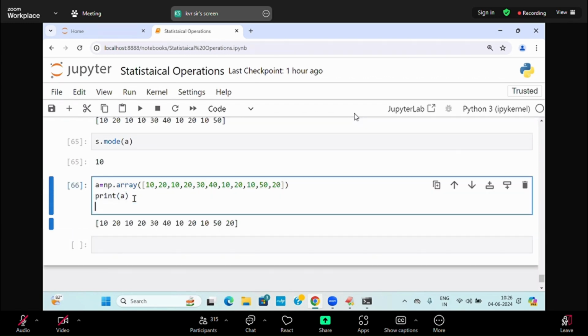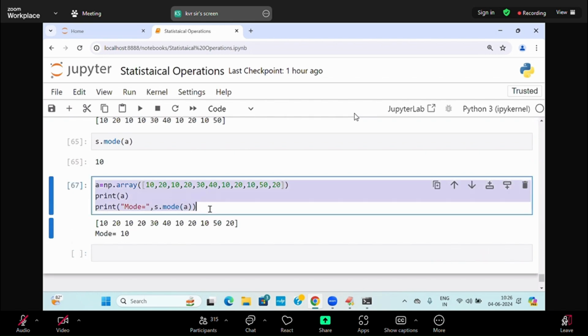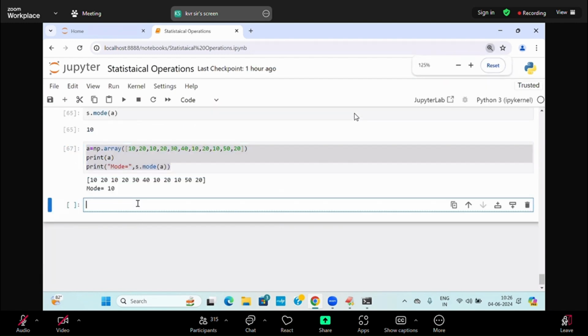So what will come here? Print of mode is equal to s.mode of A. What is the answer? 10 is coming because 10 and 20 have the same number of occurrences, but which one is first? That will come. Next moment you see, students.